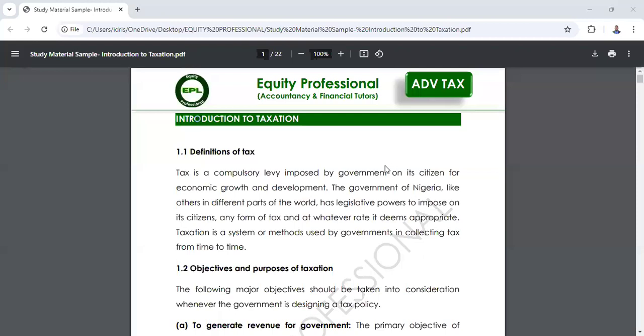So today we are going to start with Introduction to Taxation, so we understand what taxation is, what the objectives of taxation are, what the principles of taxation are, and so on.